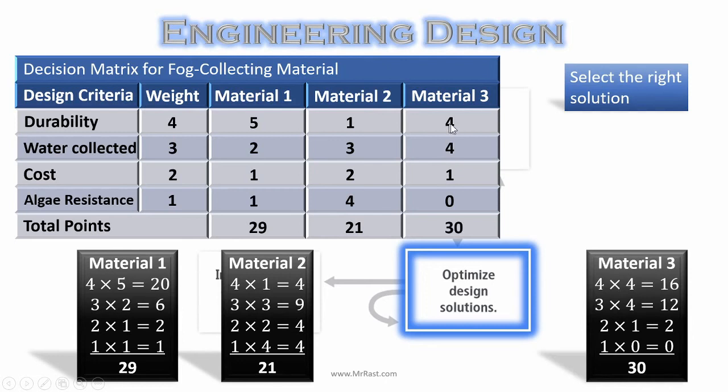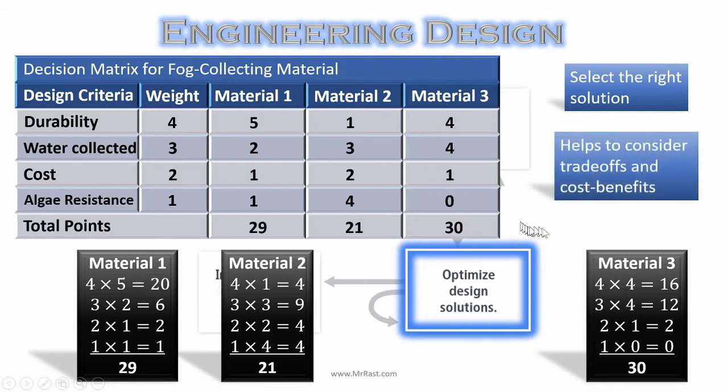And the last one here, we've got 4 times 4 is 16. 3 times 4 is 12. 2 times 1 is 2. 1 times 0, look, there's no algae resistance on this one, is 0. And that adds up to 30, which would mean that the actual best choice when we analyze this is material 3. Even though it has no algae resistance, the durability and the water collected are really the most important things to us. And so with the weighted value, we would select material 3. This helps to consider trade-offs and cost benefits when you have to decide which choice to make. And that is a decision matrix.